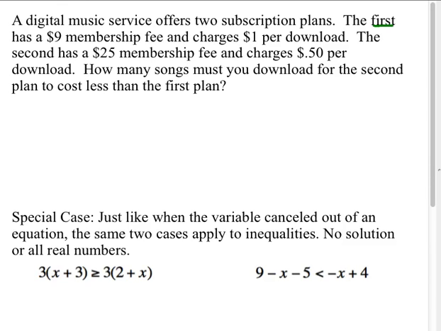So the first plan has a $9 membership fee, so you just pay the $9 and $1 per download. The second plan is a $25 membership fee, and it's 50 cents per download. And I want to know how many downloads you have to do for the second plan to cost less than the first.